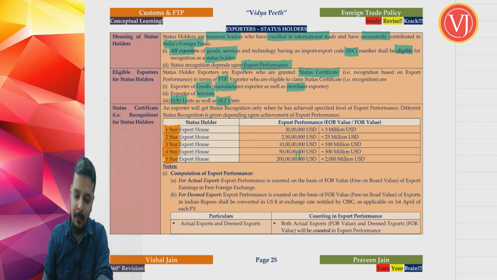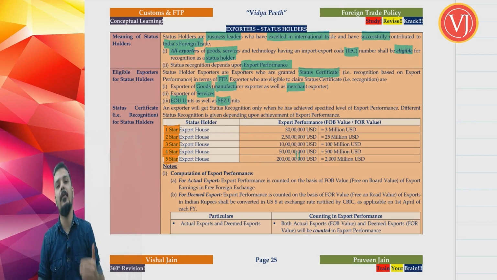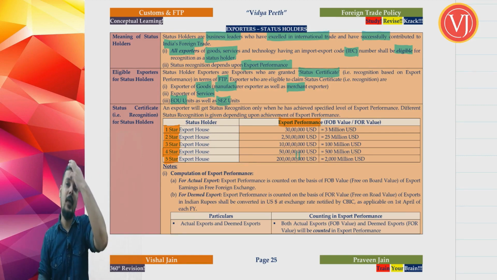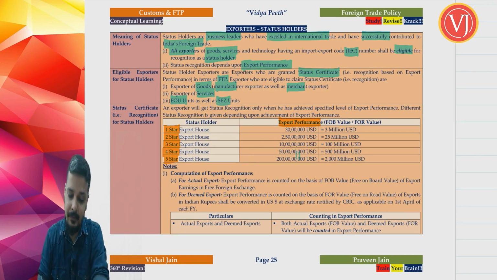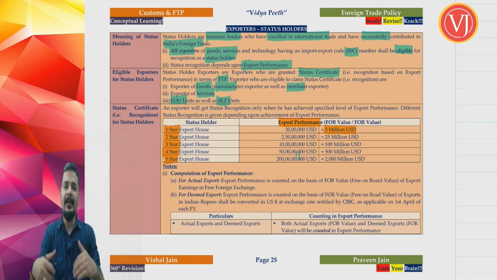That is the categories of export status holder when you talk about 1 star, 2 star, 3 star, 4 star, 5 star export house. Now, based on what export performance? If you are talking about 1 star export house, they should have achieved $3 million US. We will be discussing much about it in the detailed discussion later.